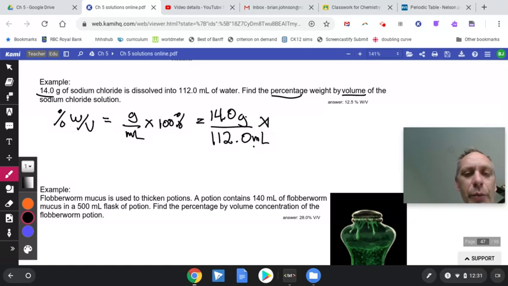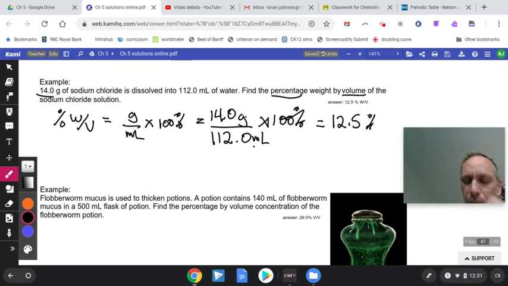Now let's turn it into percentage, times 100%, and you get 12.5% weight by volume. 3 sig digs, because the top one has 3, the bottom one has 4. The 100% doesn't count. It's not a measured value. So 3 sig digs.